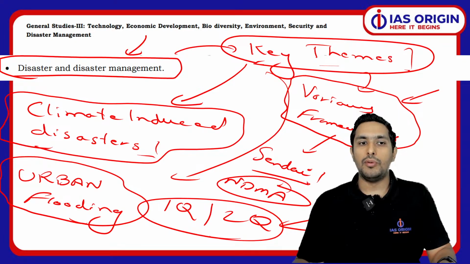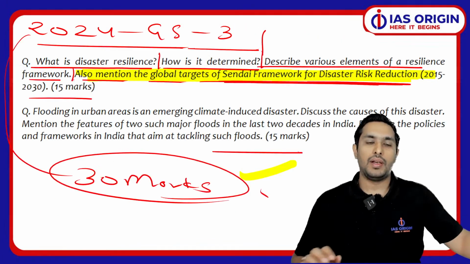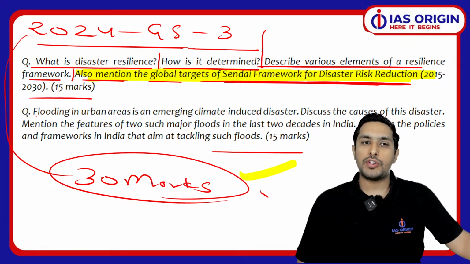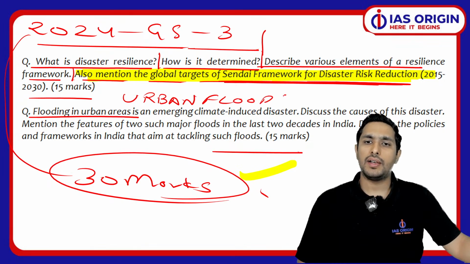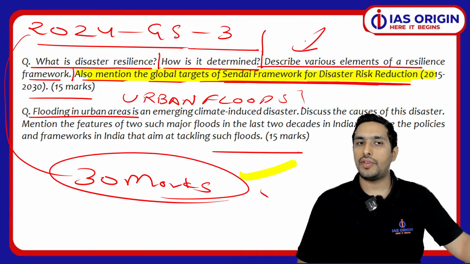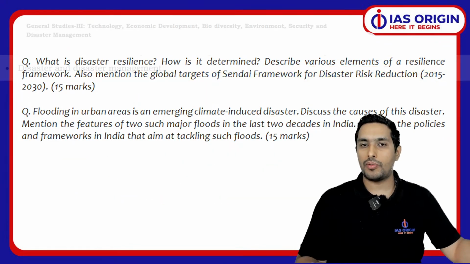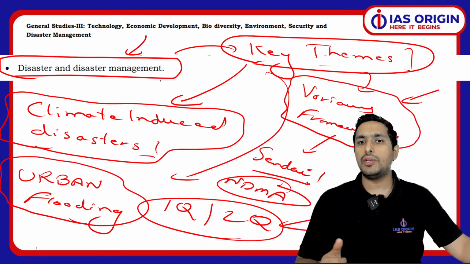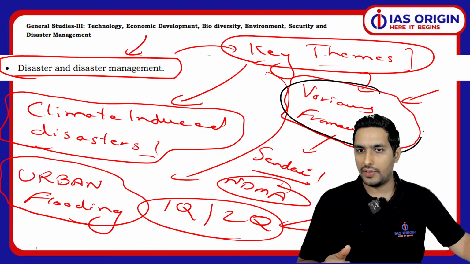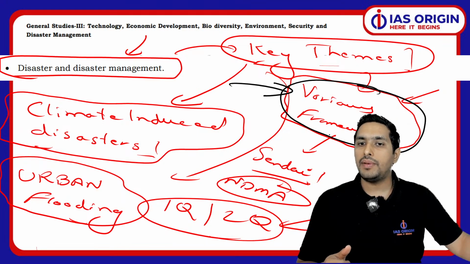Okay, now moving ahead, when we move to the other papers, let's look at the papers before this. Anyways, in 2024 we had a question on flooding in the urban area. So see the theme of urban floods, urban flooding, that is there. Disaster reduction frameworks are there. So this is actually a very important theme. So always keep this in your mind that you are supposed to be effectively preparing these themes. New themes can be there in the news. For example, various disaster frameworks, resilience frameworks can be there in the news as well.